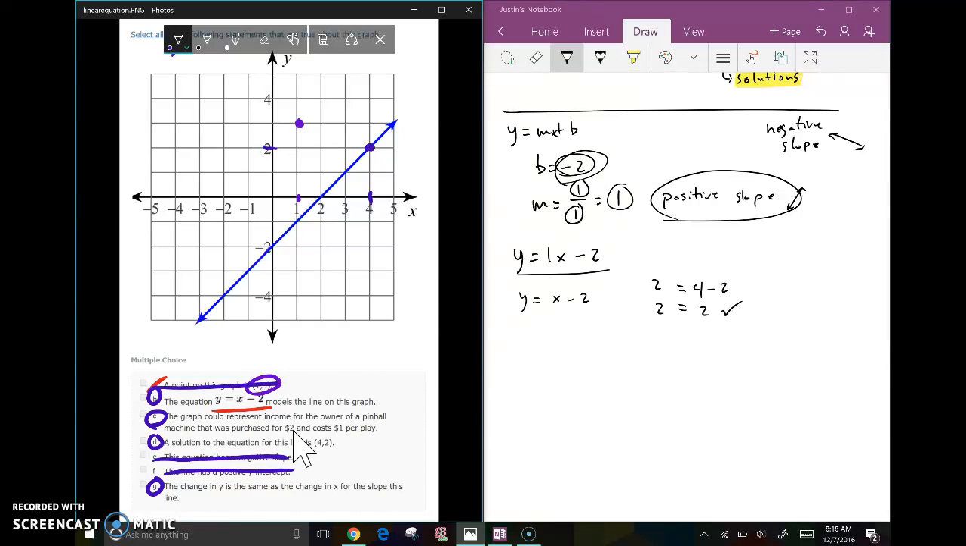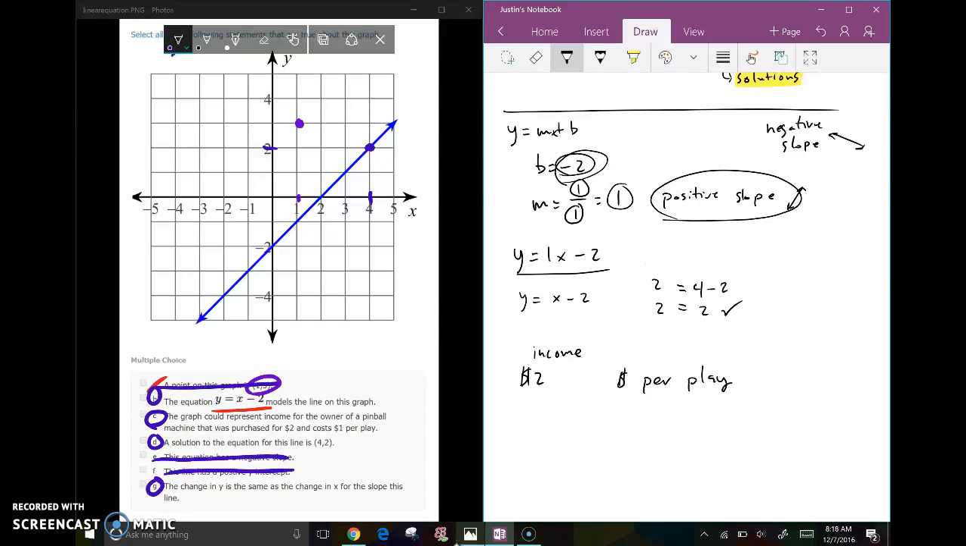So let's go back to C. The graph could represent the income of the owner of a pinball machine that was purchased for $2. So this guy spent $2 up front, and we're talking about his income, and cost $1 per play. So when I'm reading this, I already know what my m value is, because my m value is the rate, and the rate is something that is being multiplied per play. So it's $1 per play, and this is a constant. He bought it for $2. It's the initial purchase, starting value. He started in the hole $2, so I know that this is my b value.